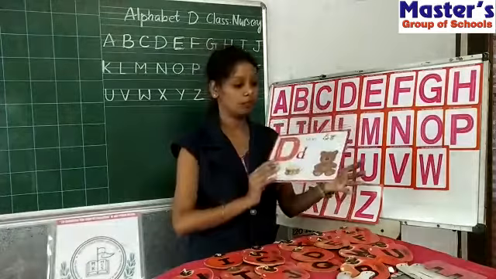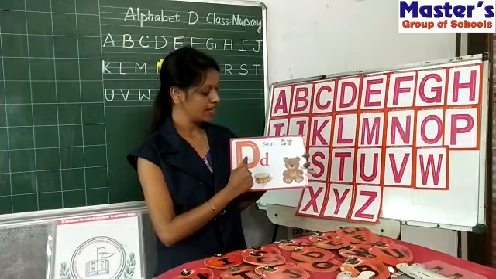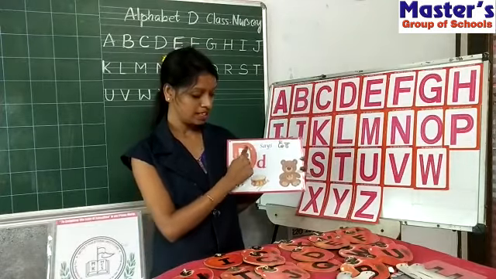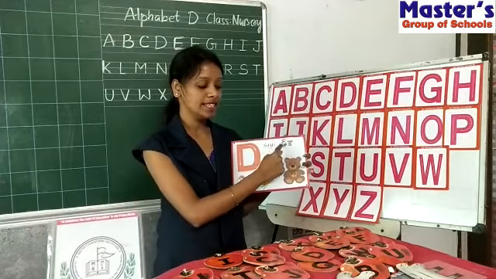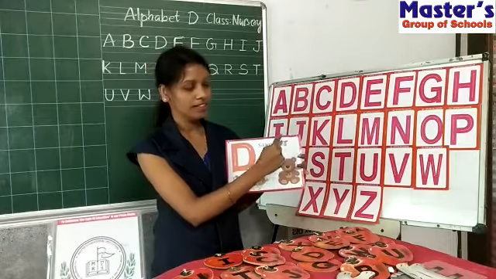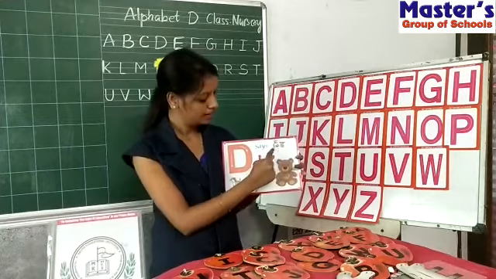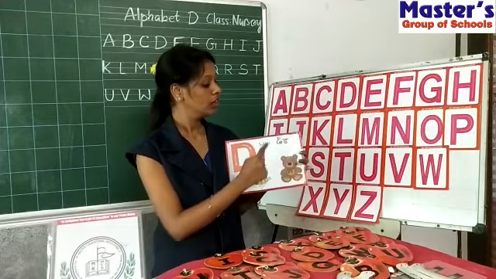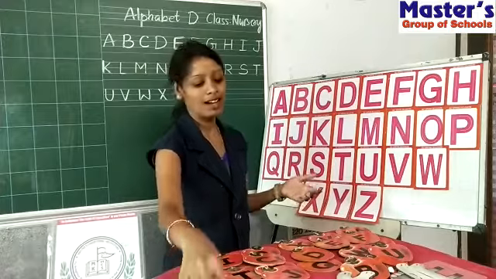Very good. Now, look here, all of you. D. Which alphabet is this? D. Okay? Now, D says duh. Duh, duh, doll. Duh, duh, drum. Duh, duh, dog.